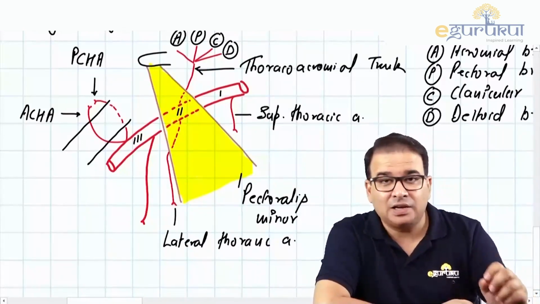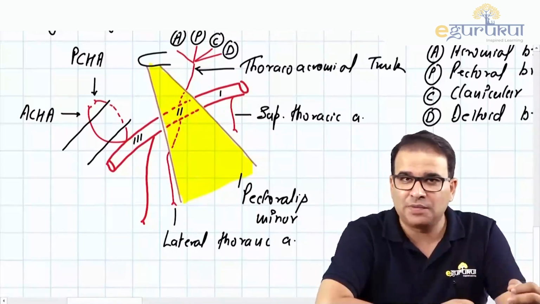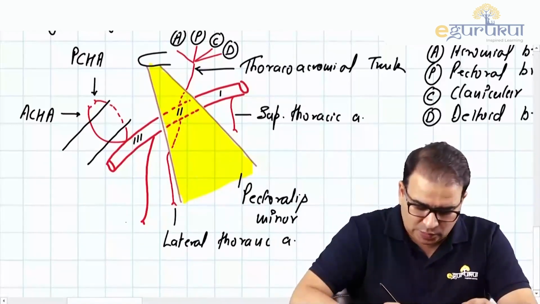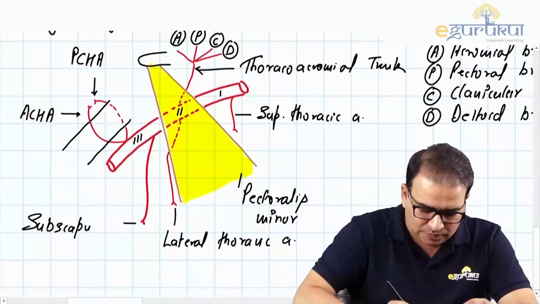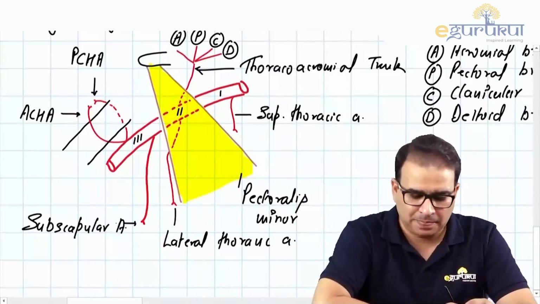And then we said the largest branch of axillary artery is also coming from the third part, and this is the one I was talking about. This is the subscapular artery. This artery here is a subscapular artery.